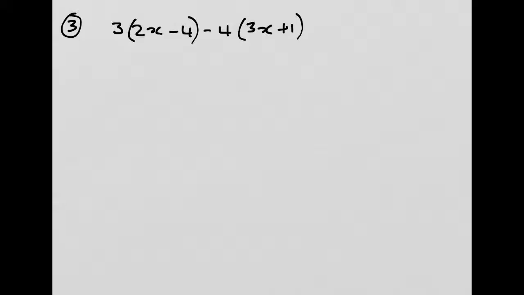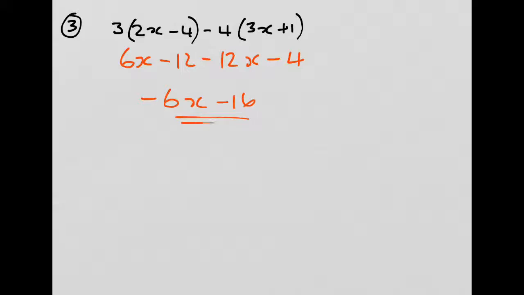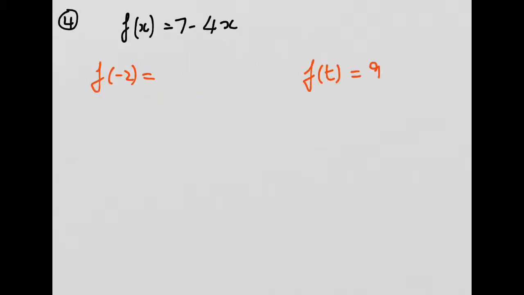Question 3, remove the brackets: 6x minus 12 minus 12x minus 4, which gives us minus 6x minus 16. Question 4 of functions. Put negative 2 into that formula. 7 take away 4 times negative 2. Now negative 4 times negative 2 is positive 8, and 7 add 8 is 15.